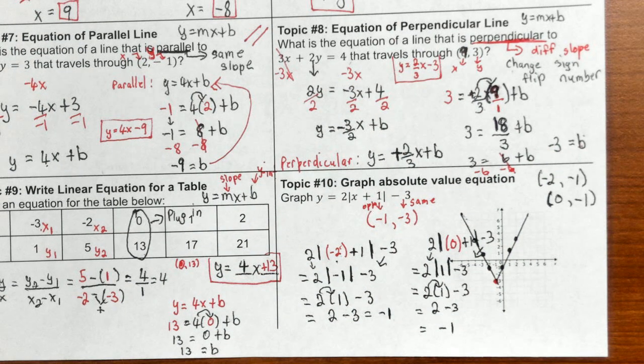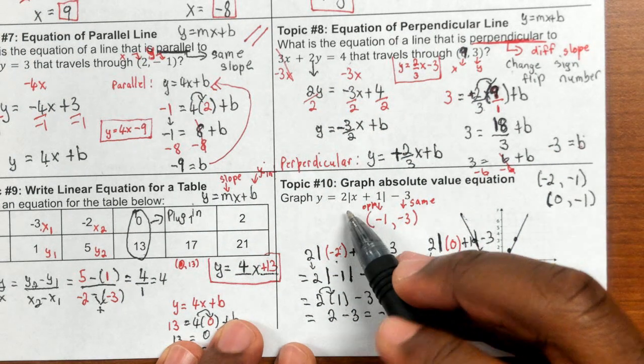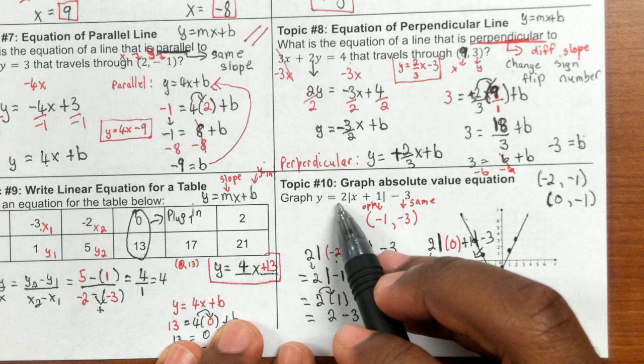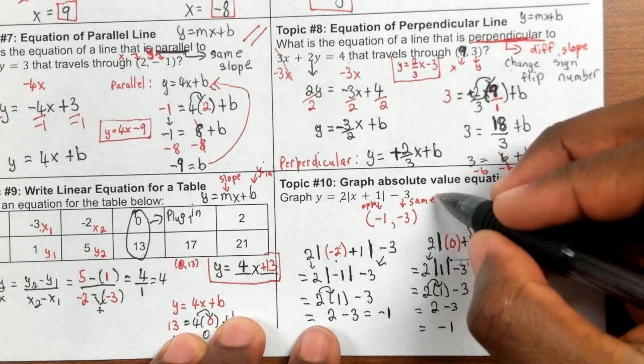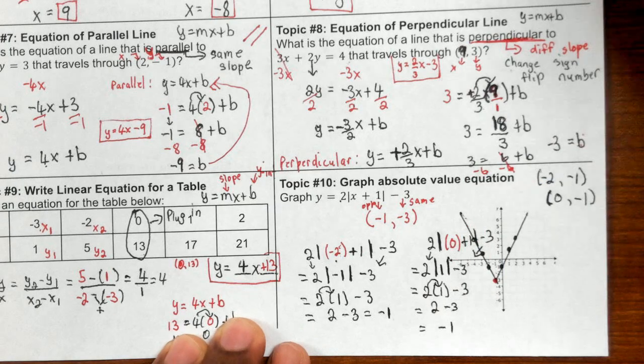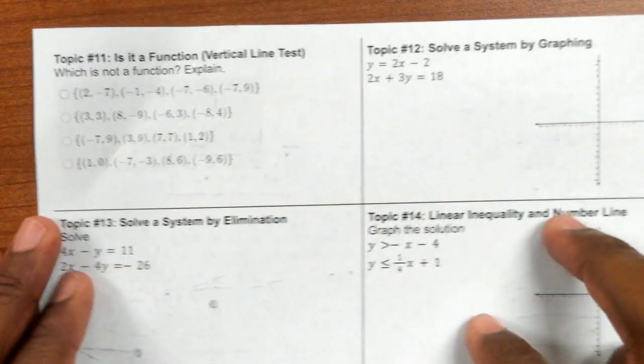So again, guys, just like that, okay. And I knew it was going to be a V shape because there was a positive number in front. If there was a negative number in front, then it would have been an upside down V. All right. So next questions.